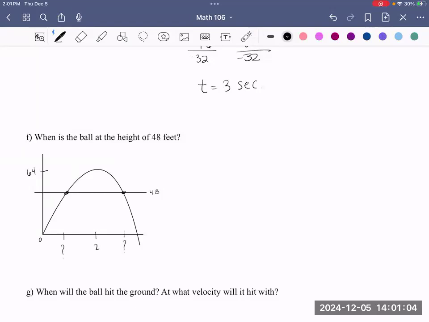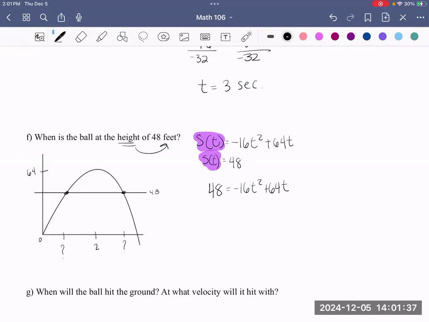So for us, it being a height, we're looking at your positional graph one more time. So we have negative 16t squared plus 64t. We want to know when your position is at 48 feet. Again, those being equal quantities, we can set them equal to one another and solve.